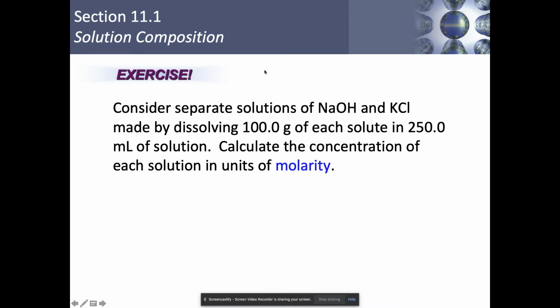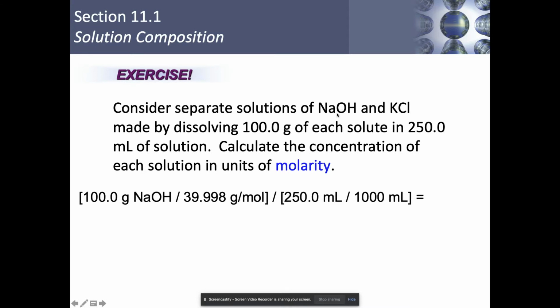Next up, consider we have separate solutions. So we have sodium hydroxide and we have another solution that is potassium chloride. We're dissolving 100 grams of each one of these in 250 milliliters of solution. What would be the concentrations of either one of these? So let's find the concentration of sodium hydroxide first. I need to use my periodic table to find what the molar mass of sodium hydroxide is. And so what I get is about 40.